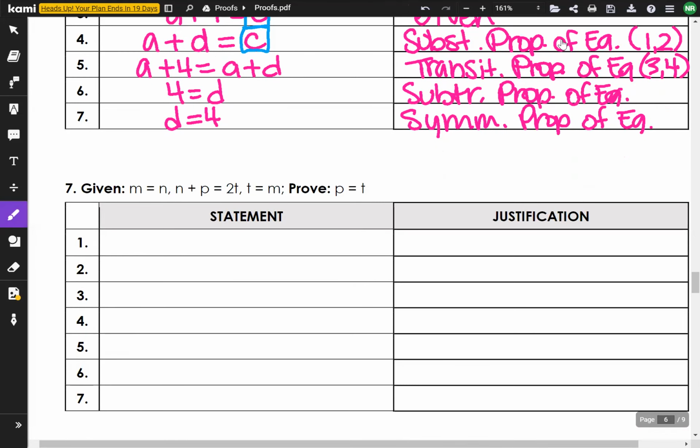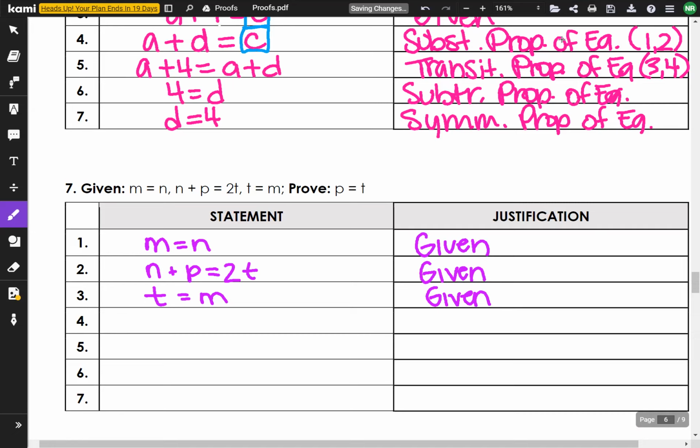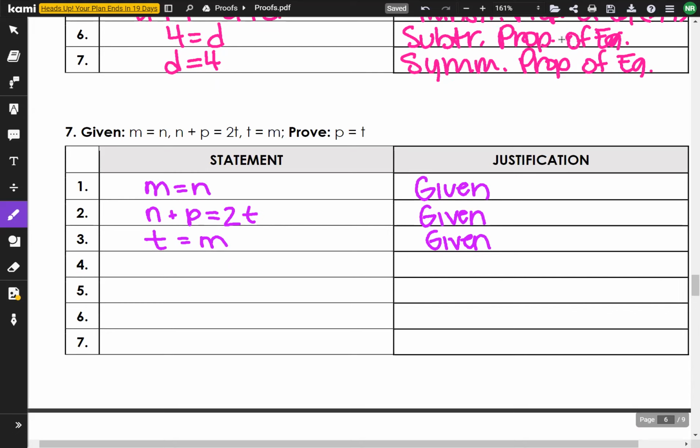Last one, number 7. Three given statements. M is equal to N. N plus P equals 2T. I need to make my plus sign smaller since we're using T's. And then T equals M. All right. Can't combine all three in one step. What two can we combine? And how? Using what property?